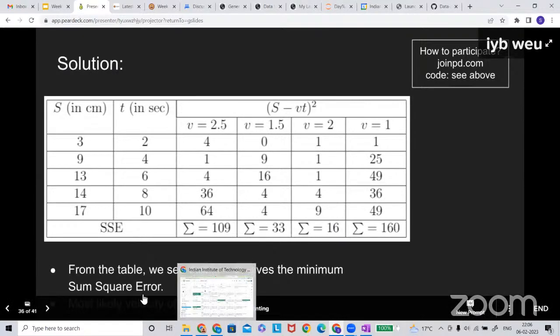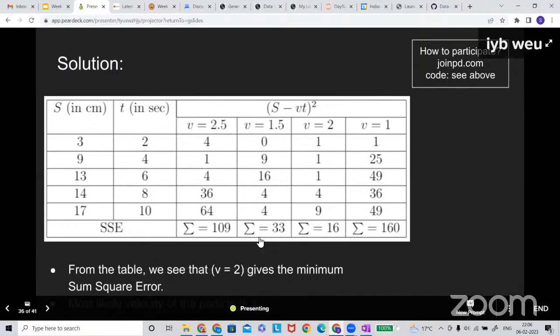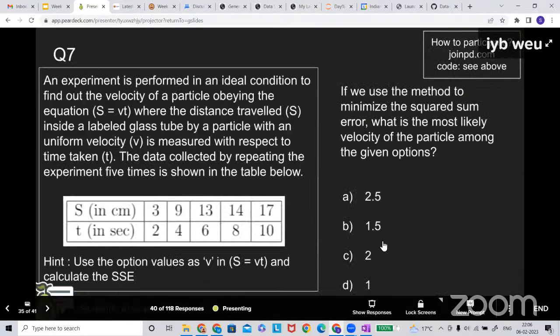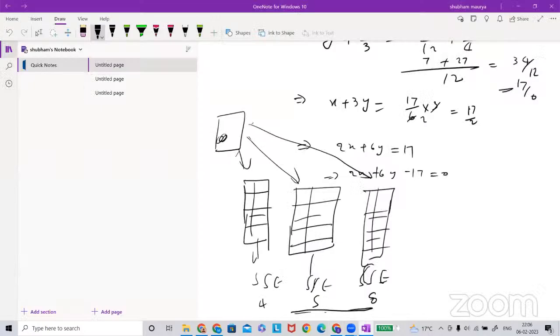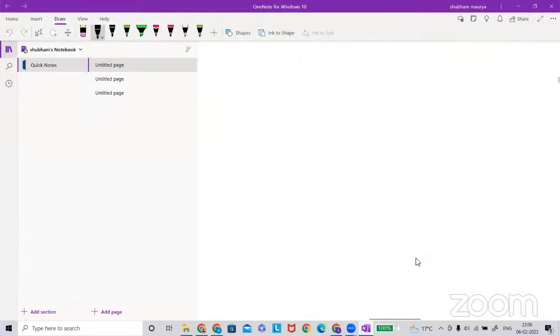So that means the sum square errors. For V equal to 2, you will get the minimum. For V equal to 2, this data is approximately correct. What do you mean by sum square error? Let me quickly do it here.